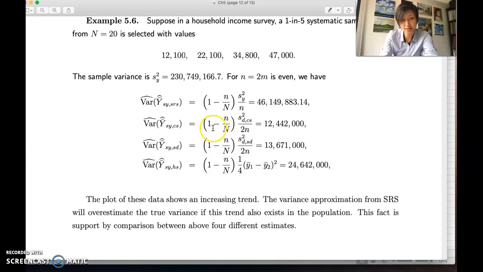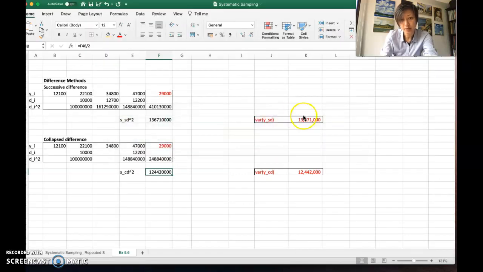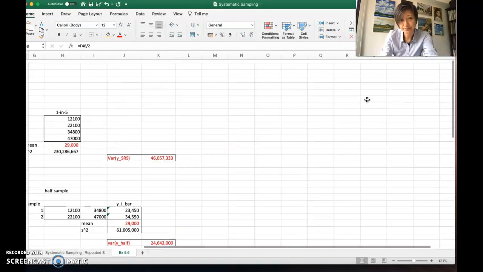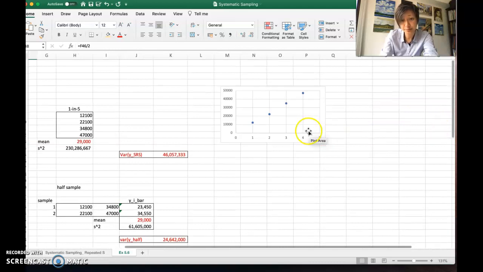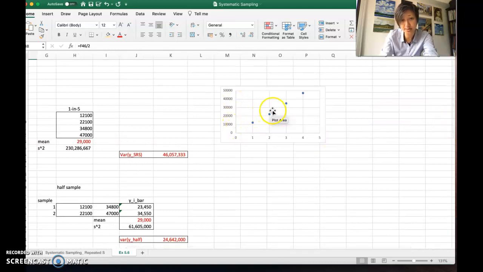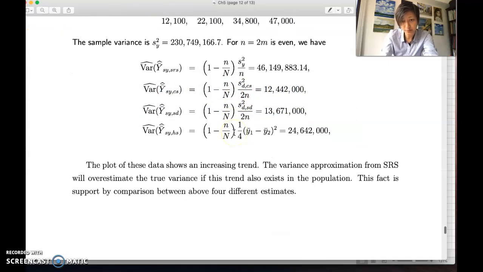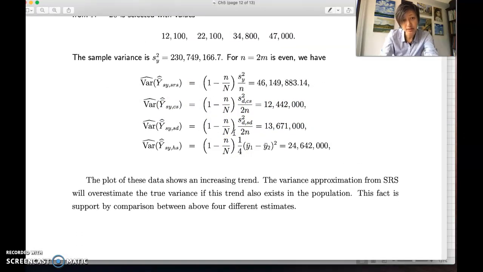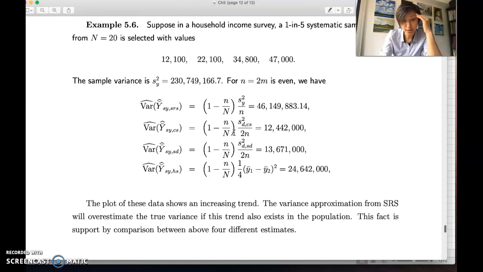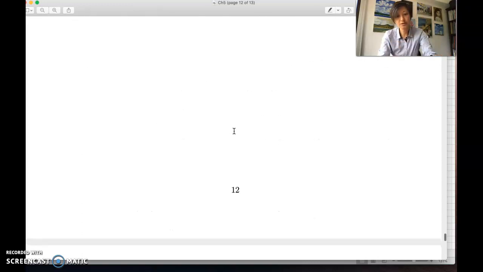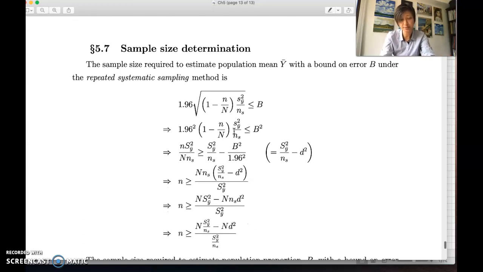So if we look at the data itself, or we can plot the 4 data points, we see that there's a substantial increase of the data. Although the 4 data points are not big enough, to improve the estimation it would actually be better to collect more data points. Okay, so the next section will be the sample size determination.